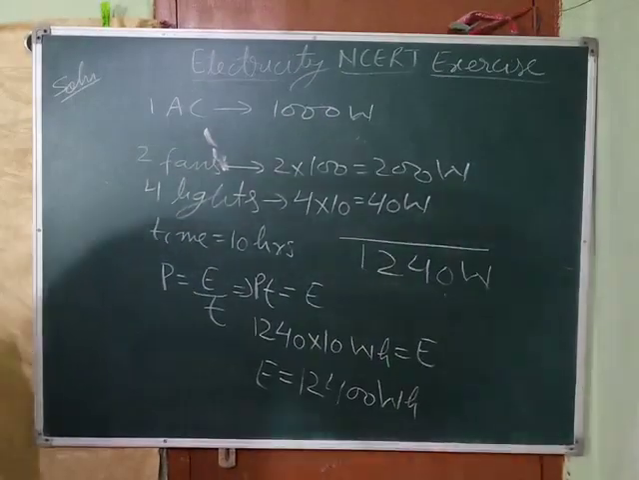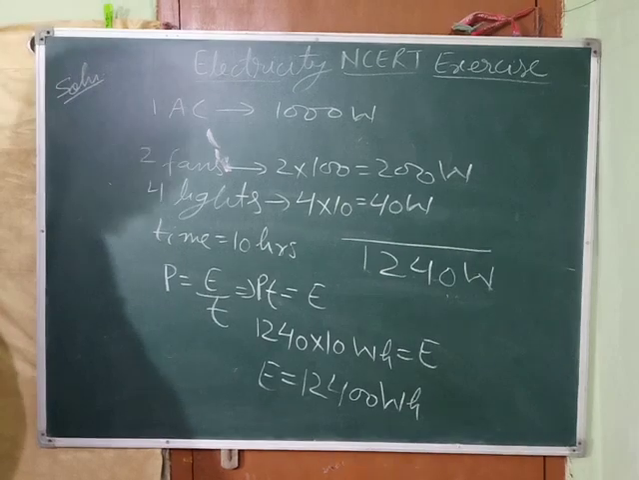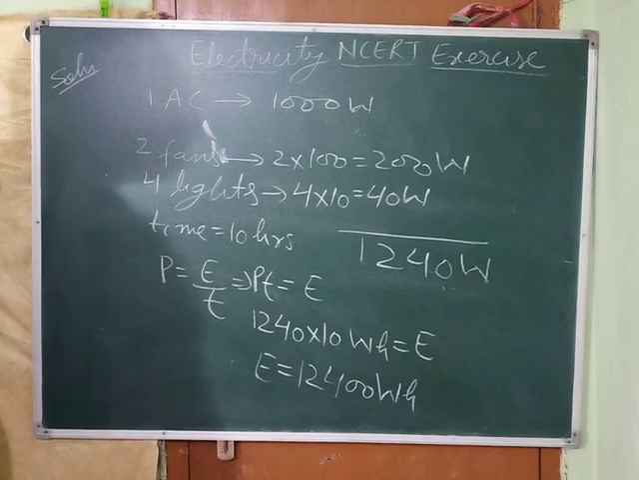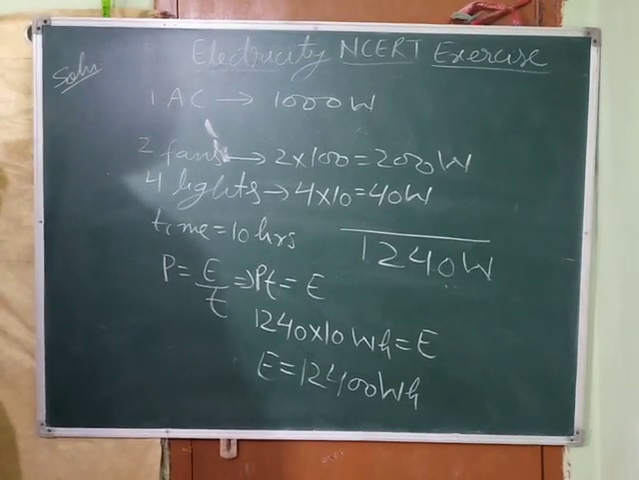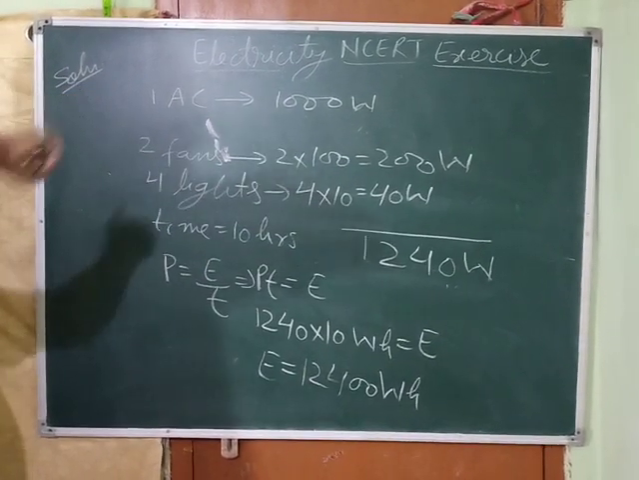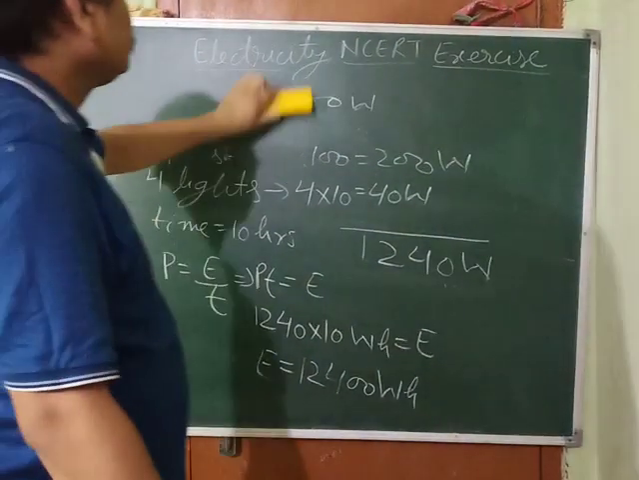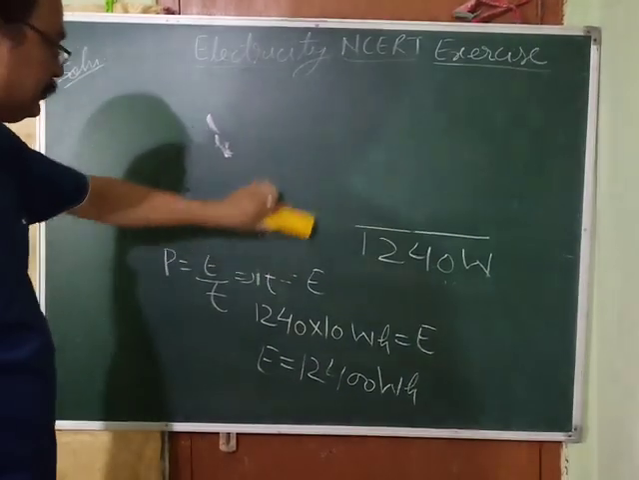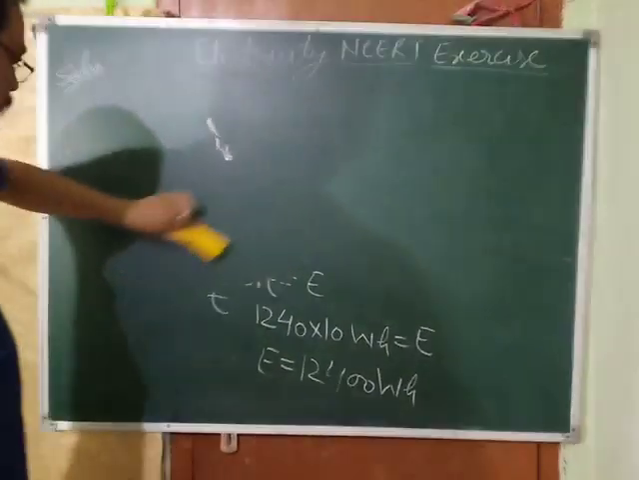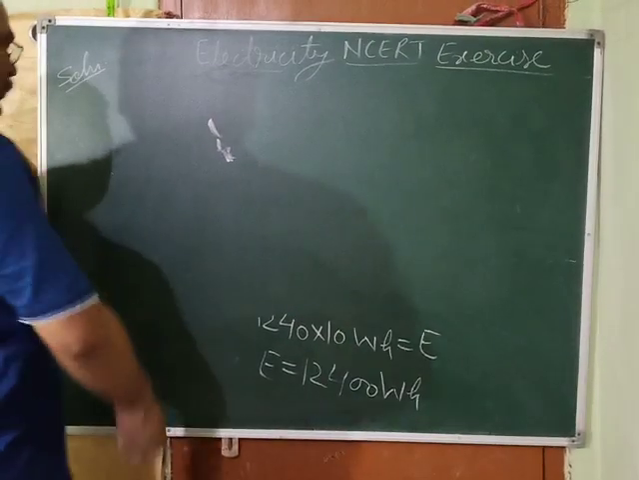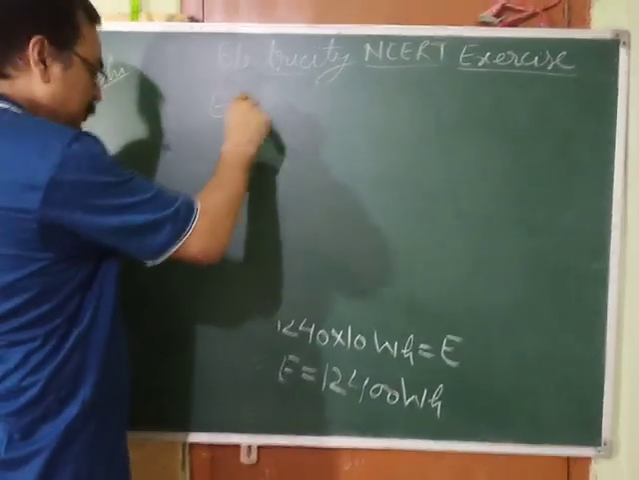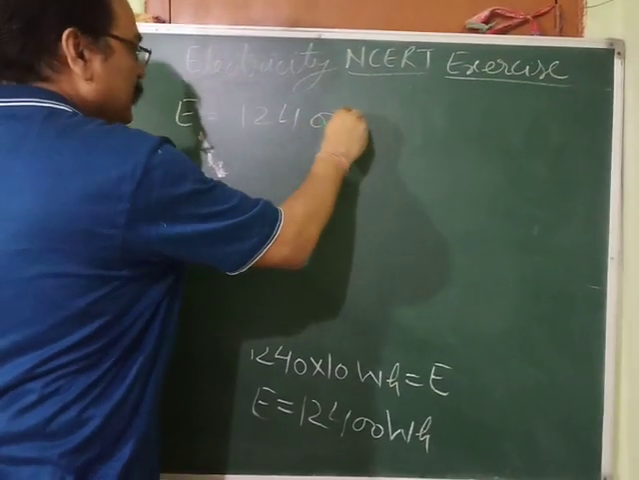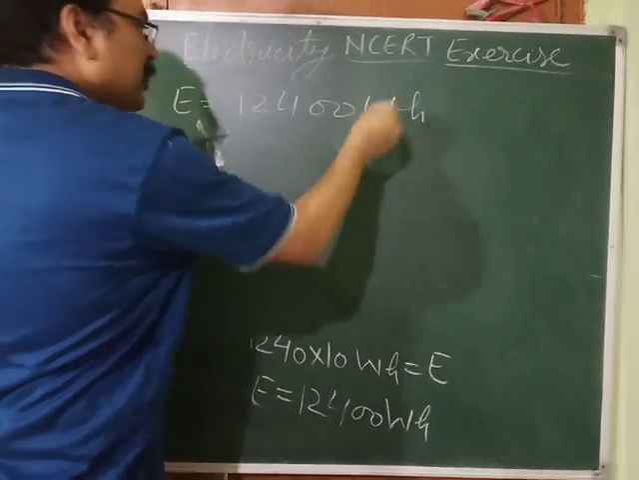But it has been asked how many units of energy are consumed. You want to convert into units. Unit is what? Kilowatt hour. So how to convert into kilowatt hour? I think I should rub this off the top. So energy consumed in one day is how much? It is 12420 watt hour. We want to make it kilo.